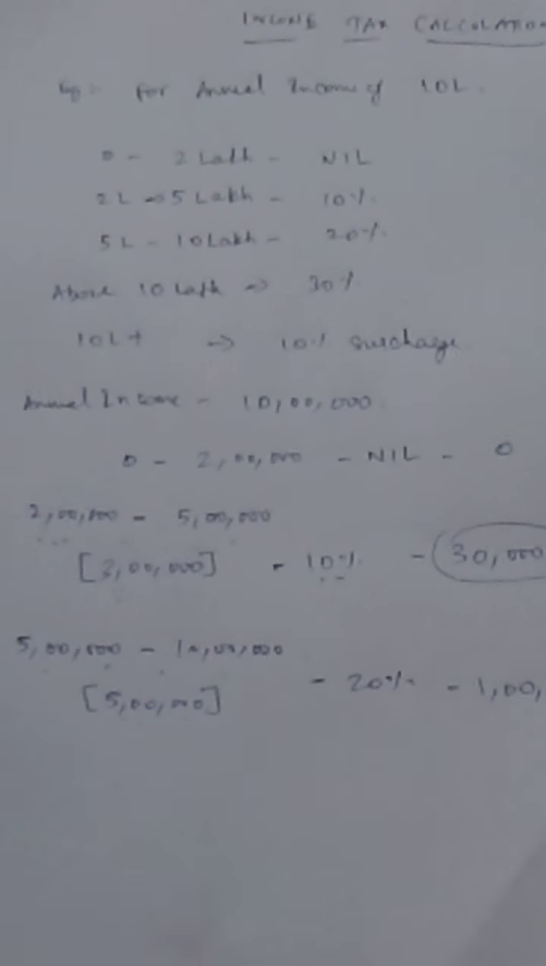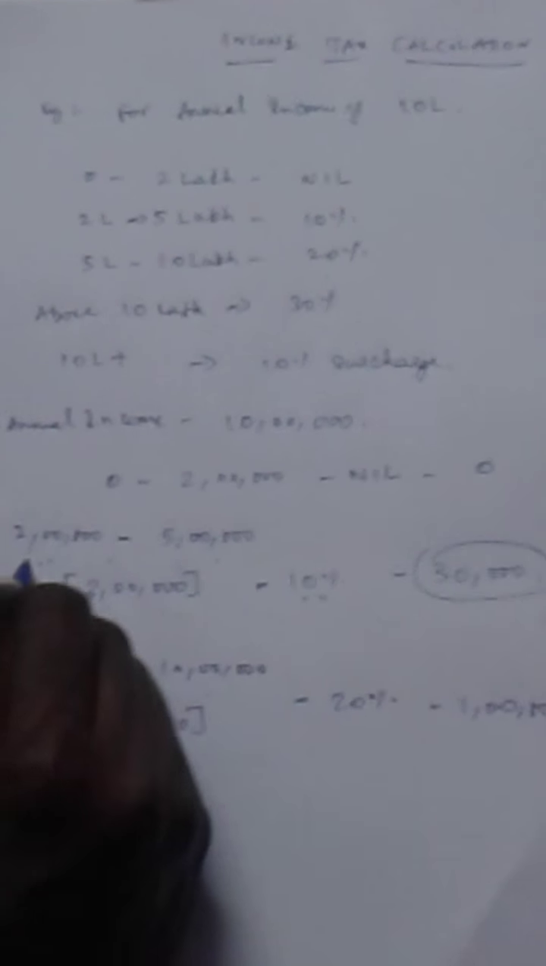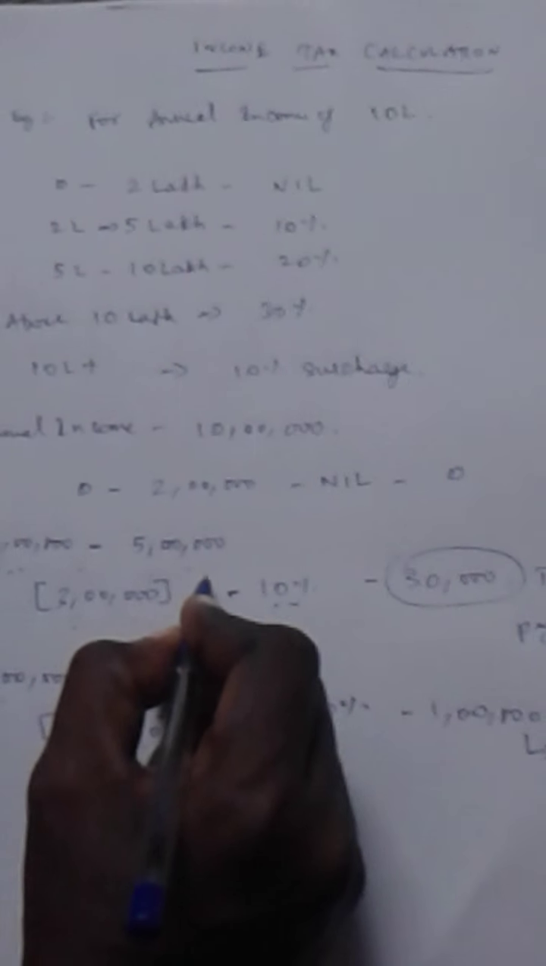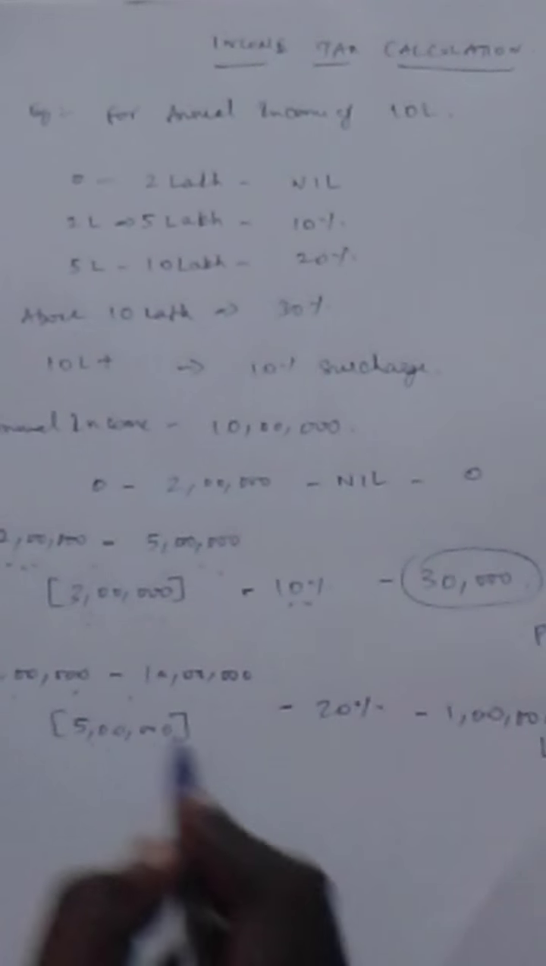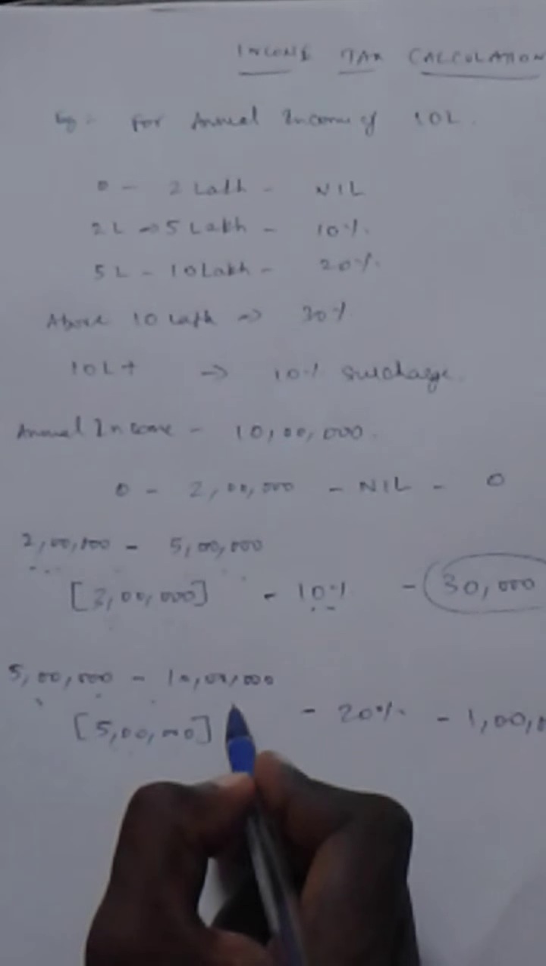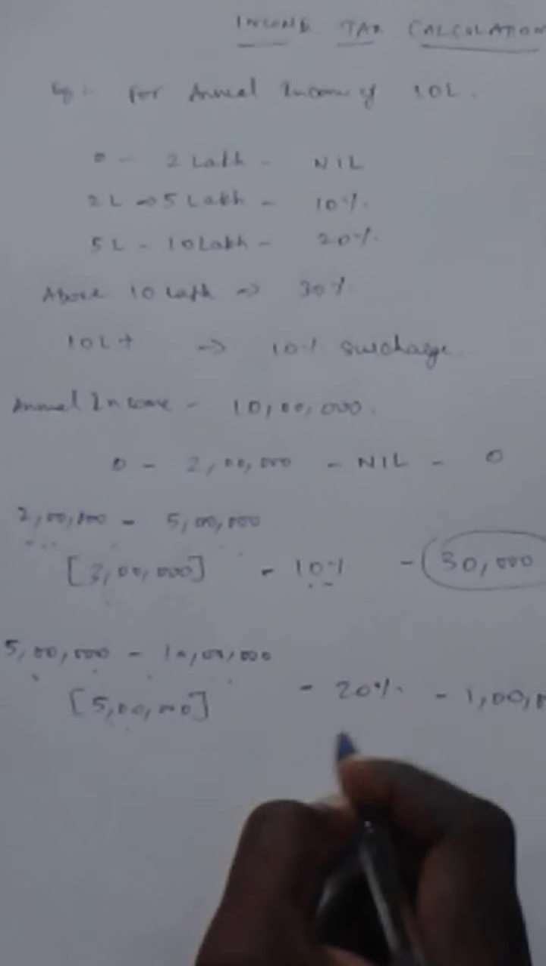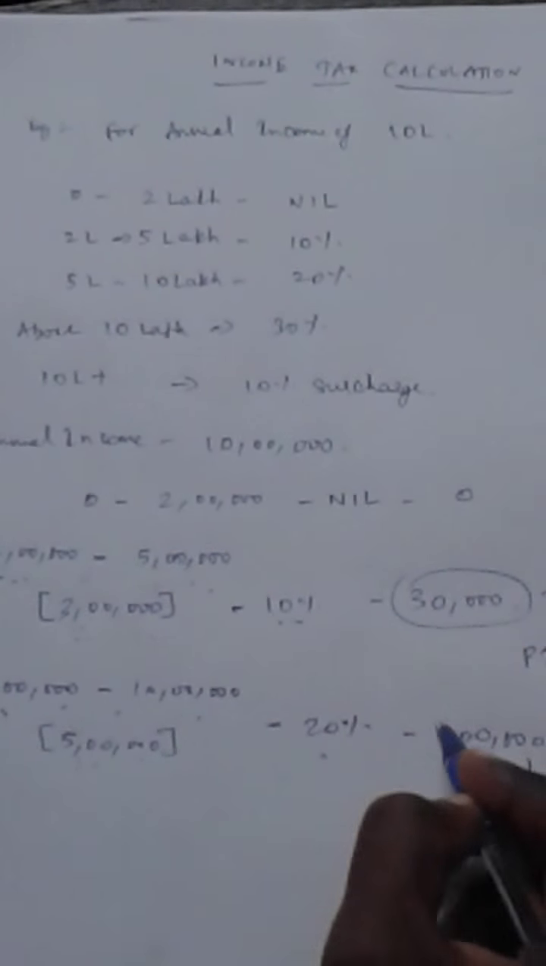So we have already gone through the 30,000, which is for 2 lakh to 5 lakh earnings in a year, and this is for 5 lakh to 10 lakh earnings. They need to pay 20% of the 5 lakh, that is 1 lakh per year. Now let's move on.